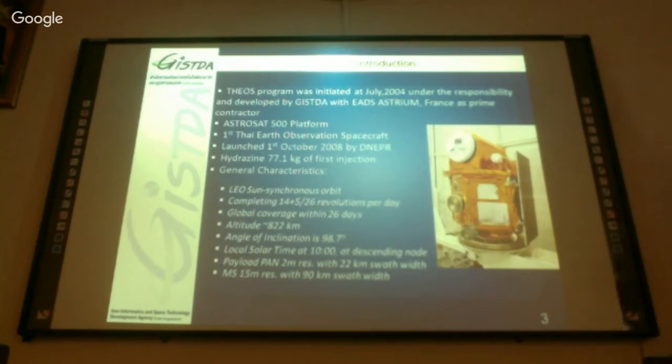The characteristic is a sun synchronous orbit, and the altitude is about 800 kilometers. The inclination is 98.7 degrees. Local time is 10 a.m. The resolution is 2 meters and the swath is 22 kilometers.